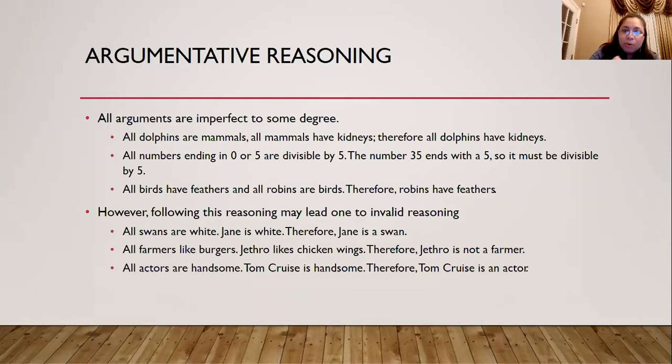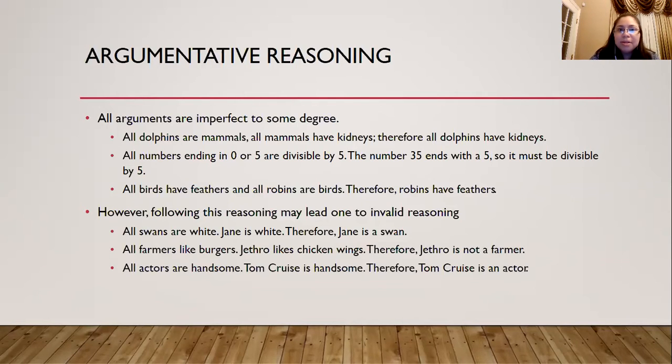You have two premises and then you have a conclusion based on those two initial claims. All birds have feathers and all robins are birds, therefore robins have feathers. Makes sense. However, sometimes following syllogisms or this type of reasoning may not be completely valid. So you have: all swans are white, Jane is white, therefore Jane is a swan. Or, all farmers like burgers, Jethro likes chicken wings, therefore Jethro is not a farmer.